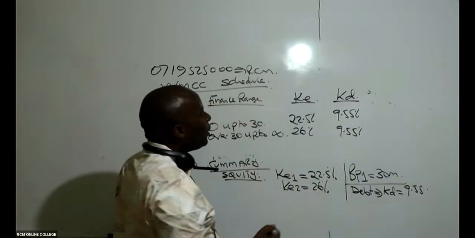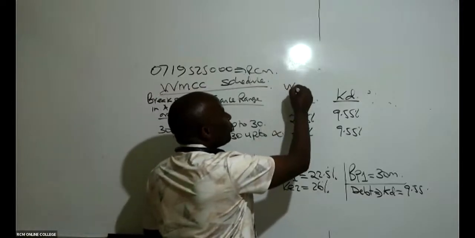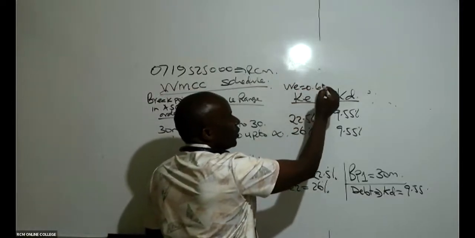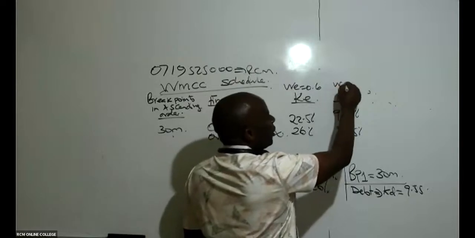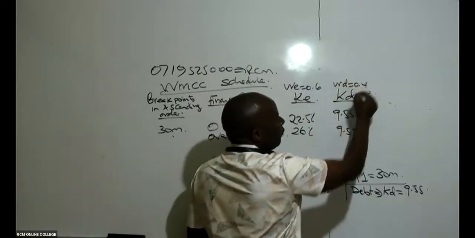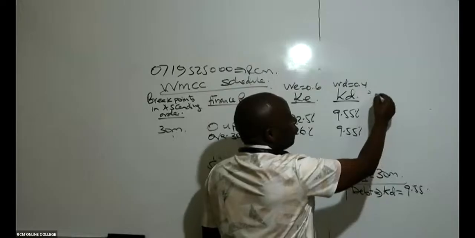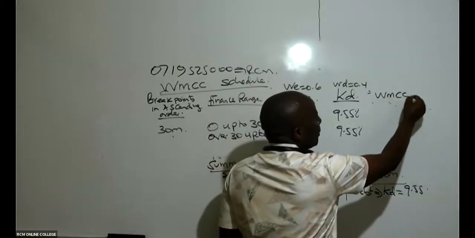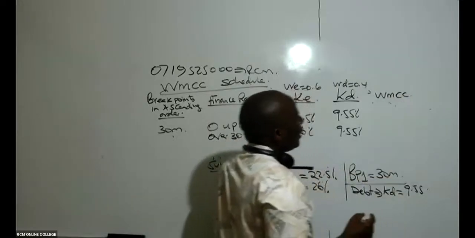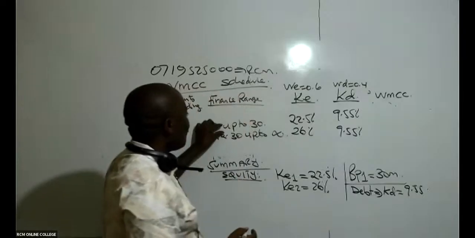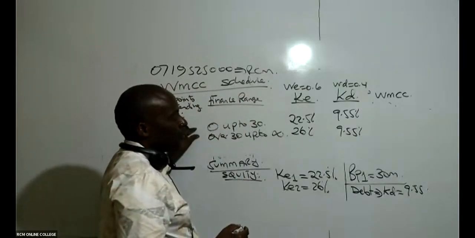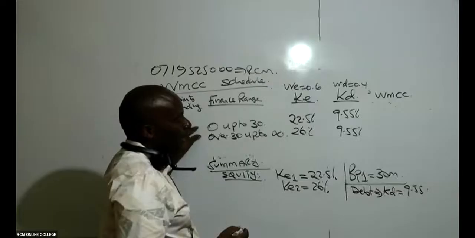So is there somebody who is able to remember what the weight of equity was? It was 0.6. And the weight of debt in this case here was 0.4. So now you can comfortably give me the WMCC for each financing range.